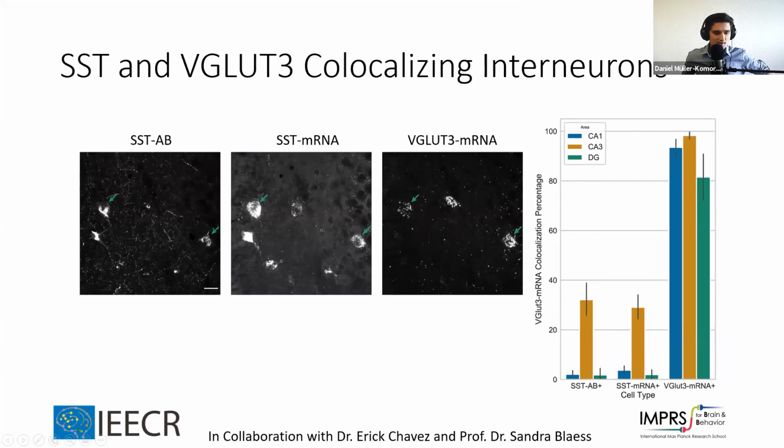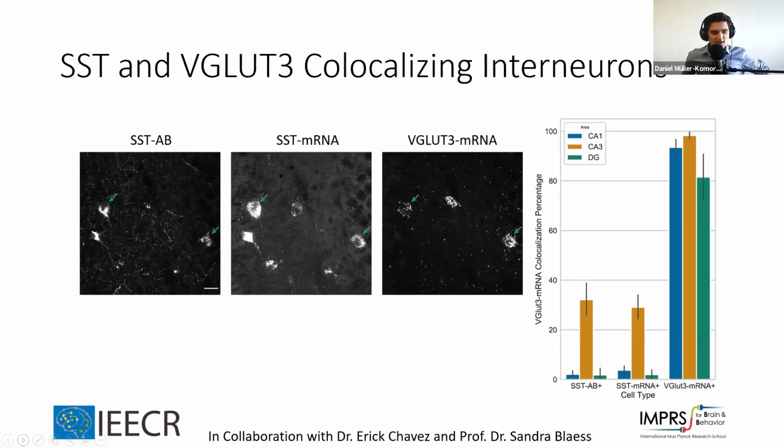Here you see the green arrows mark two cells that have somatostatin mRNA signal, and this is visualized with the RNAscope technique. And they also have VGLUT3 mRNA. If we quantify this per layer, we see that these cells are almost exclusive to CA3. So in CA3, about 30% of somatostatin positive cells co-localize VGLUT3 mRNA.